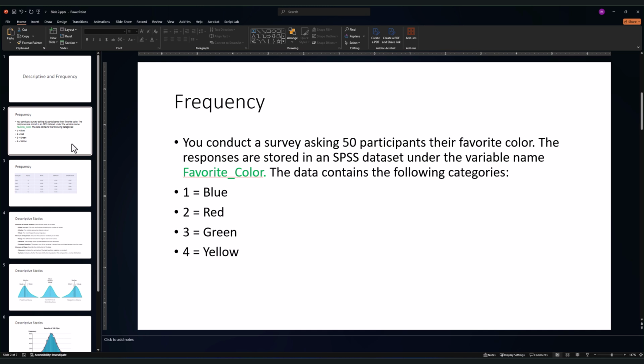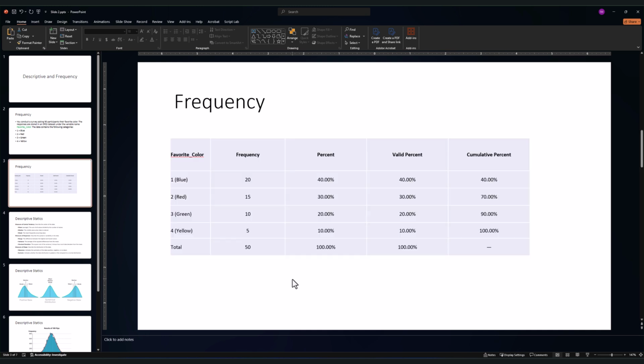You conducted a survey asking 50 participants their favorite color. The responses are stored in an SPSS dataset under the variable name favorite color. The data contains the following categories: 1 equals blue, 2 equals red, 3 equals green, and 4 equals yellow. The following table is a result of 50 responses. On the left, there is each color category along with its code, and then there is a frequency column and a percentage column.